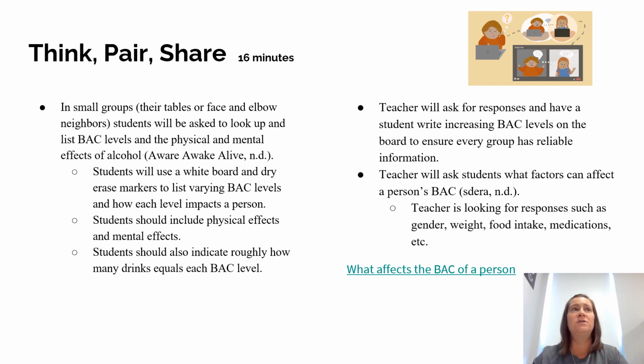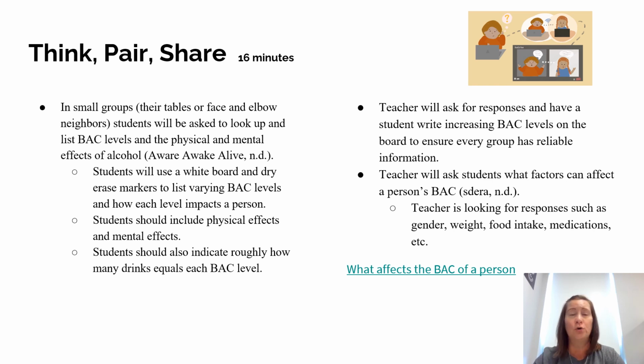I would specifically assign each table or each pair a specific level or a couple of specific levels, instead of requiring them to have everything. Then they're going to use their whiteboard or a dry erase board to list the assigned blood alcohol concentration levels and how each level impacts a person. They should include the physical and the mental effects, and they should also indicate roughly how many drinks equals that blood alcohol concentration.